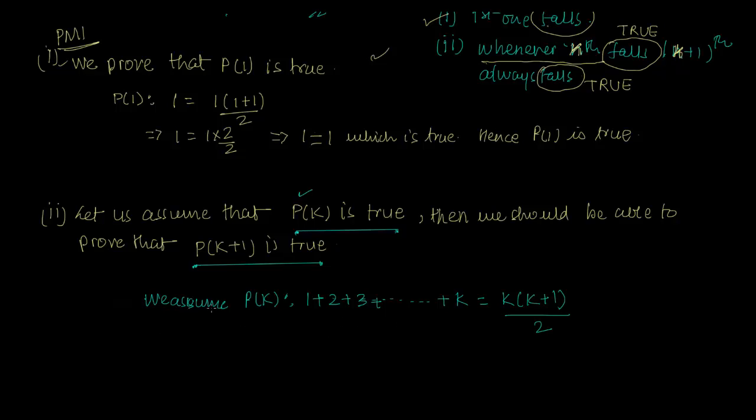Okay, so we assume that this is true. If we assume that this is true, that means we assume that if kth falls, what should I do? K plus 1th should fall. That means if this is true, I should be able to prove that pk plus 1 is true.